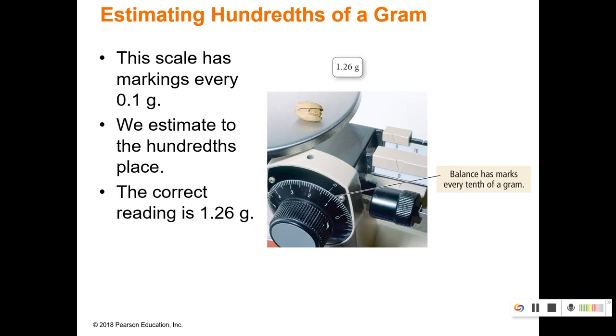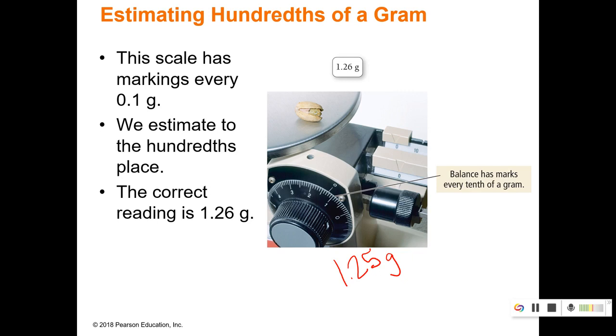This balance measures to the 10th place. So we have to estimate the 100th place. You always estimate one past what the instrument can read. So here, I've got 1.2, so it's just past the 1.2, and it's about halfway. So I would have probably said 1.25 grams.